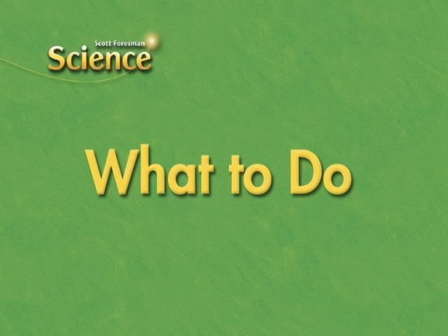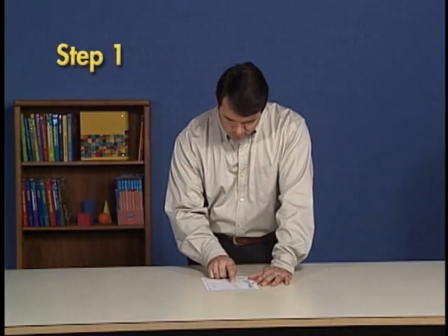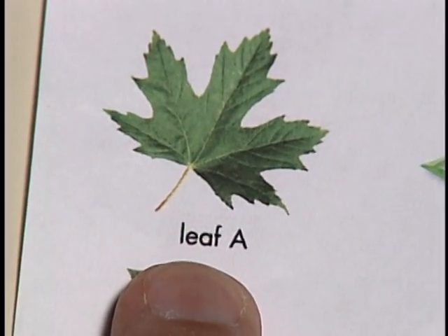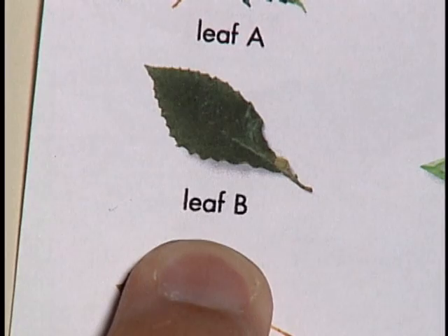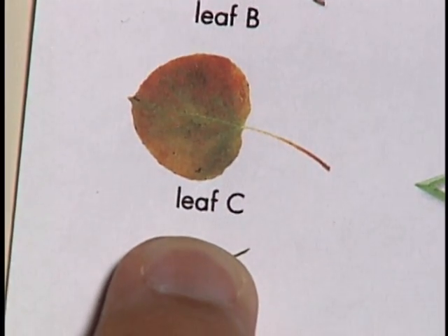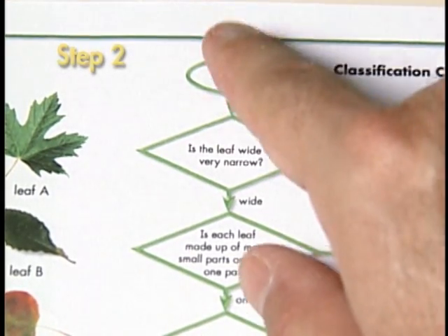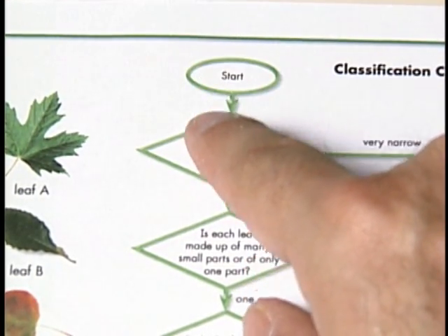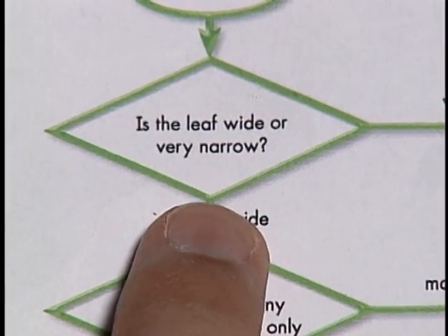Now you're ready to explain to students what to do. Step 1. For purposes of this demonstration, we've made a copy of the page in your book. Use the classification chart to help classify and identify the leaves. Step 2. Start at the top of the classification chart. Look at the question in the first diamond-shaped box.